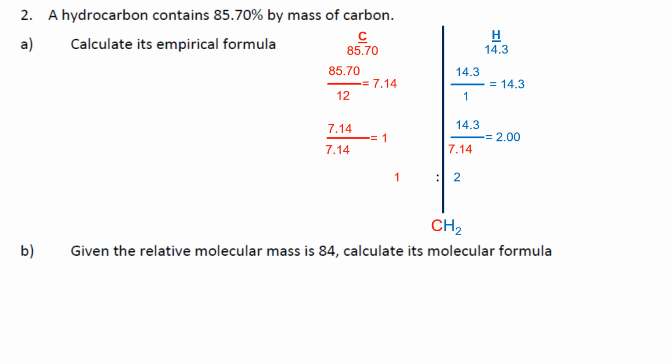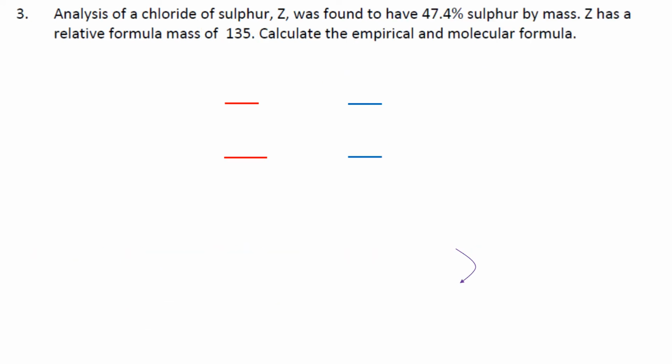Okay, so just one extra step to do now. CH2 adds up to 14. Our MR is 84. If you do 84 divided by 14, that's 6 times bigger. So we need to multiply CH2 by 6, and we end up with C6H12. One more example, empirical formula and then molecular formula. So pause the narration and try this one.